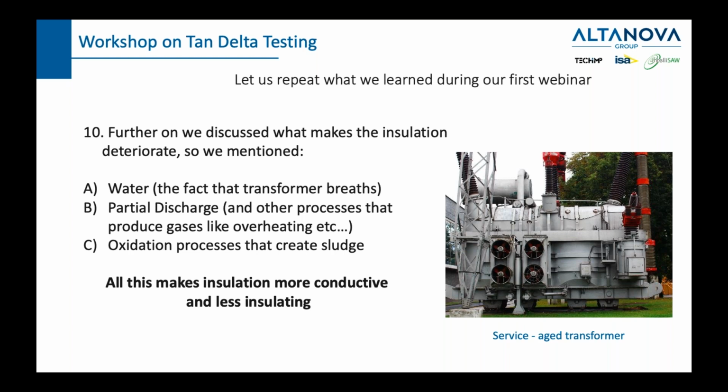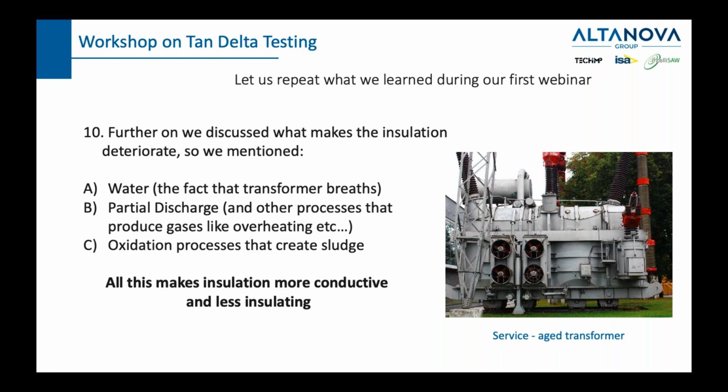And if that happens, even though we have in the breather some silica gel, which cleans the air from water molecules, still some pass inside and can make the oil more conductive. The second thing which can make the insulation deteriorate is partial discharge. So partial discharge are small sparks which can fly between the windings, between, let's say, parts, the winding and the tank, etc. Hopefully not the winding and the tank, because in that case we have a bigger problem.